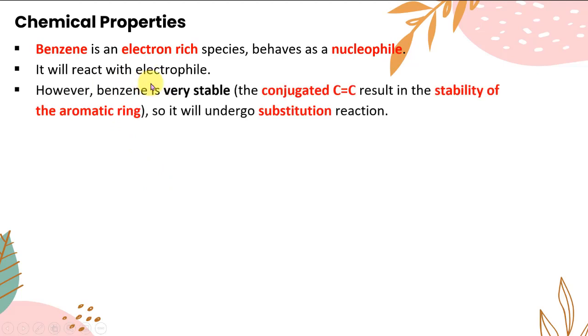However, the benzene ring is a very stable compound due to the completely conjugated carbon-carbon double bonds, and this results in the stability of the aromatic ring. So benzene will only undergo substitution reactions. The type of reaction is electrophilic aromatic substitution, in which the substitution occurs directly at the benzene.